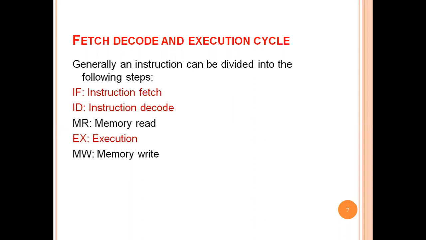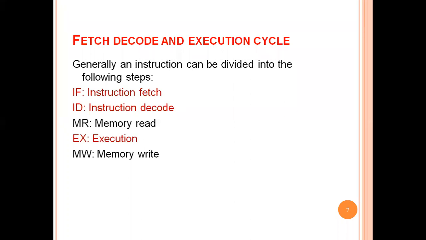Then comes the execution. The processor reads the values, then it executes on the values. That means it may do any arithmetical operation or logical operation. That is called the execution. Suppose it is addition, it will add two numbers. The final addition is called the execution, and it is actually done with the help of the arithmetic logic unit. Clear? So this part is called the execution.